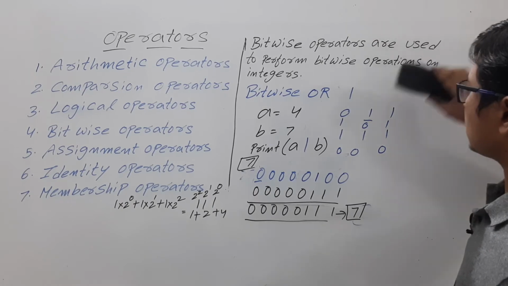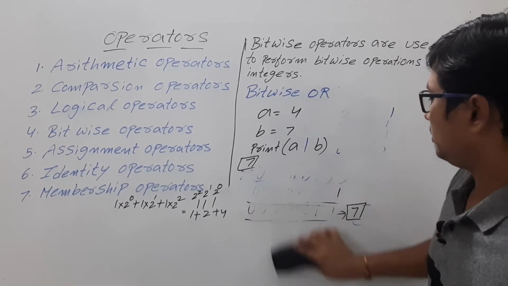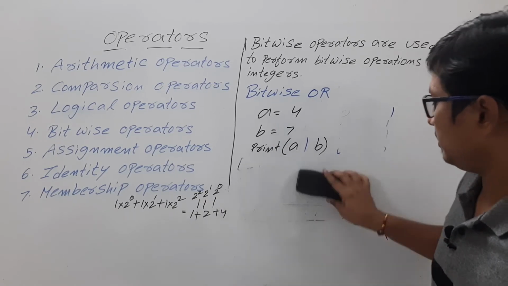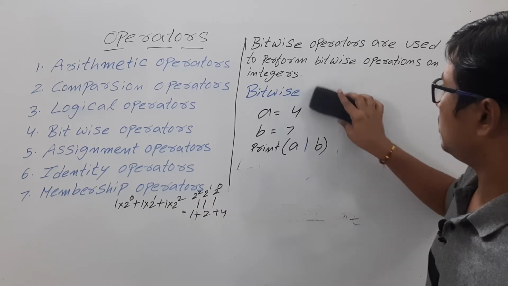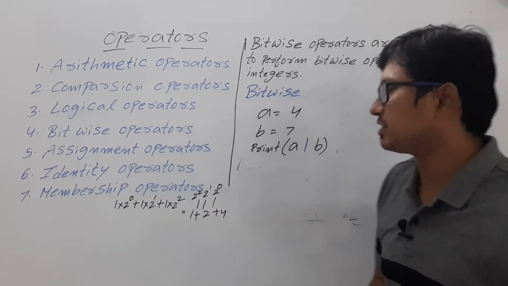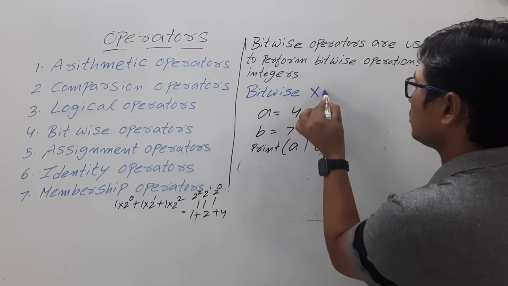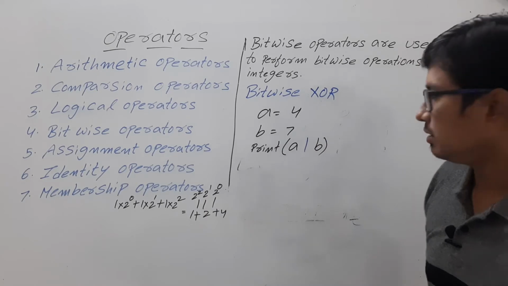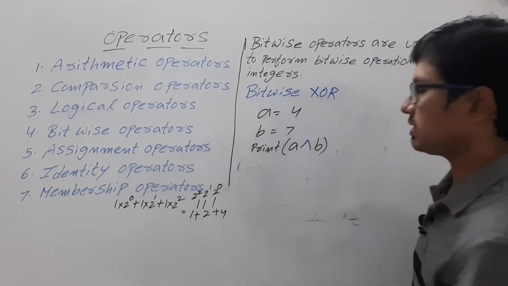Now let me discuss bitwise exclusive OR. Oh, I should not have erased. Anyway, I will discuss bitwise exclusive OR. Then we will discuss the unary operators such as left shift, right shift, and not. Now, bitwise exclusive OR, we will represent like this.